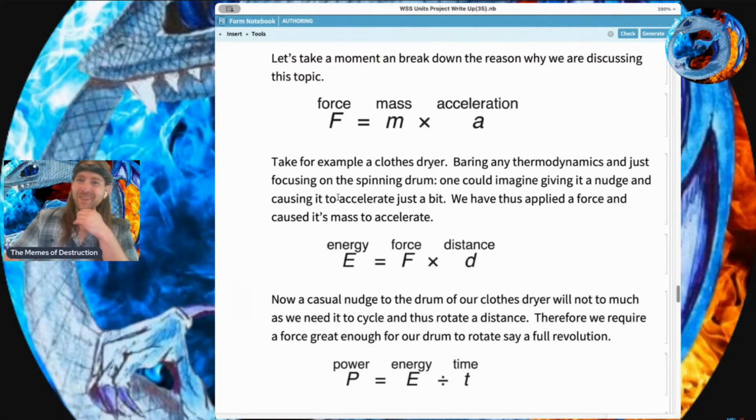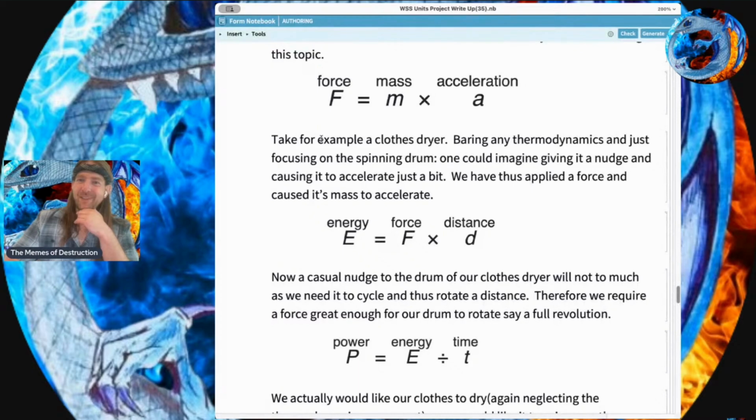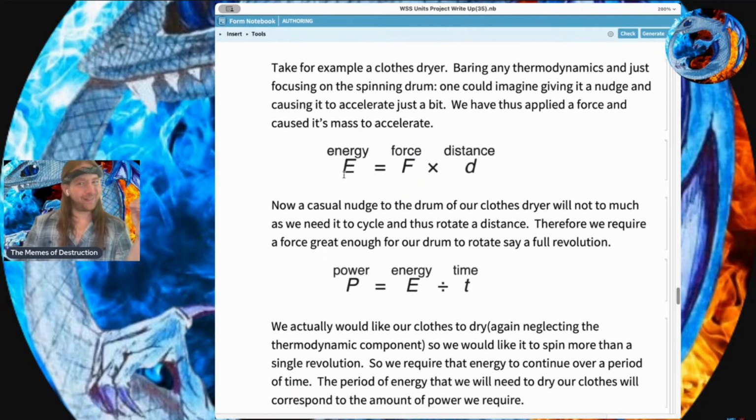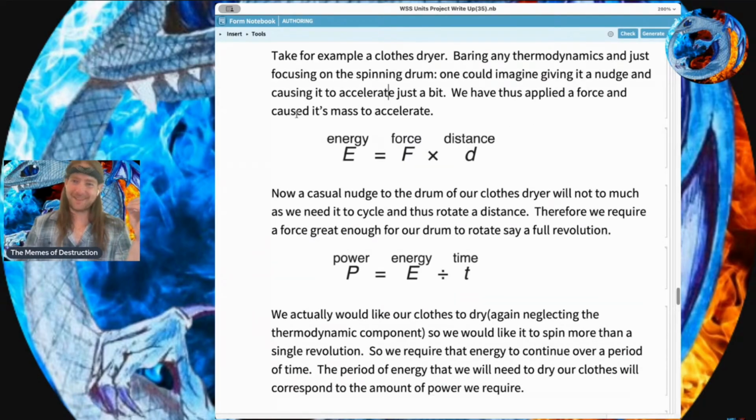All right. So F equals ma. Take, for example, a clothes dryer. Barring any thermodynamics and just focusing on the spinning drum, one could imagine giving it a nudge, causing it to accelerate just a bit. We have thus applied a force and caused its mass to accelerate. And again, maybe this isn't the best way because there's other ways to quantify this. It is basically a basic example. Energy equals force times distance.